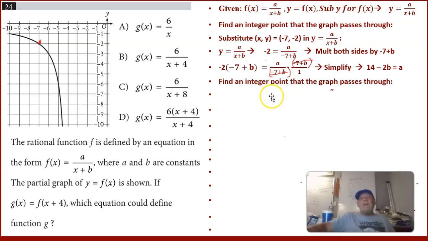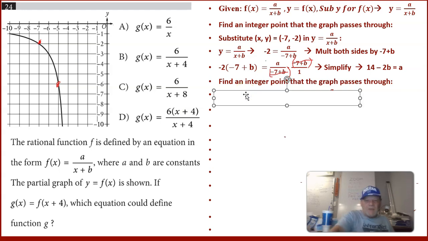Now we're going to find another integer point. Is there another one that stands out? Yes, there is. What about right here? See how that is at an integer intersection? What would that be? -5, -6, I believe, if I counted right.